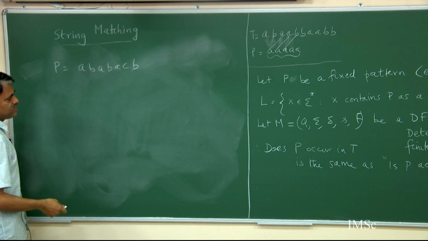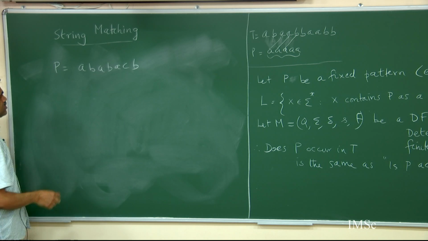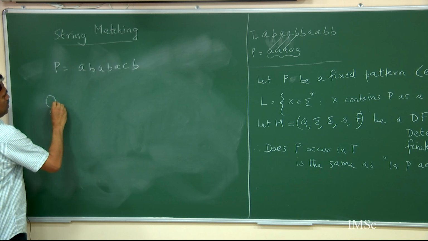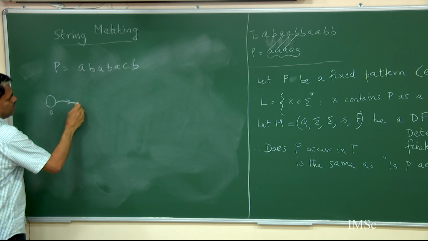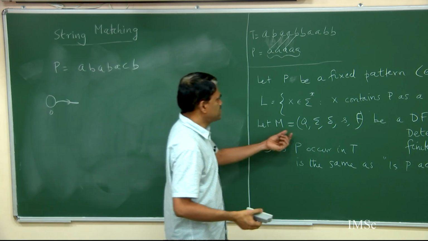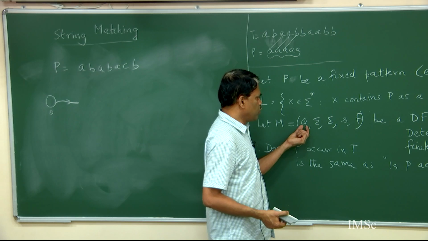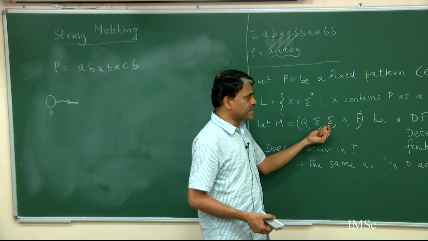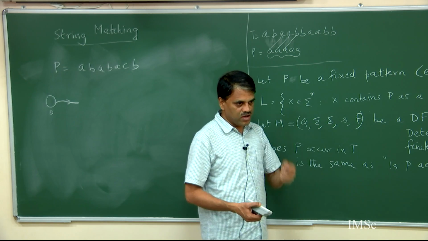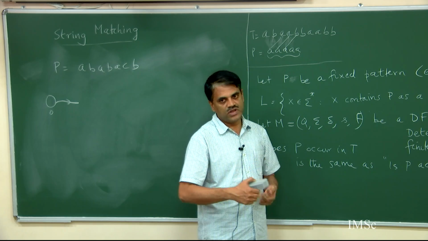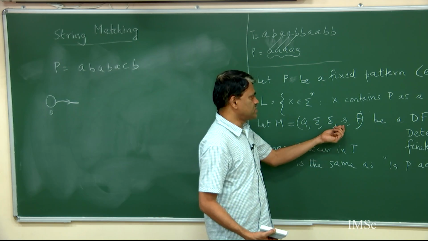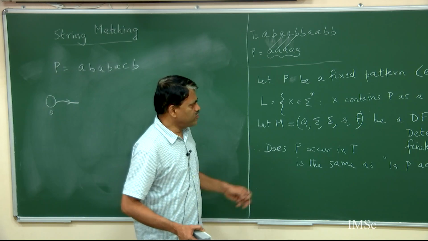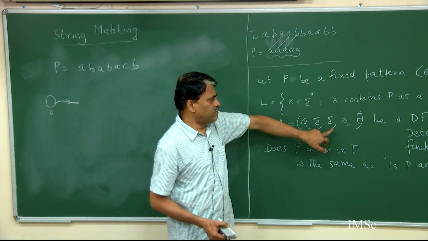Computing an NFA is very easy. So I start with state 0. What are these symbols? Q is a set of states, sigma is your alphabet, delta is the transition function which tells you, I am in a state and I get this symbol, where do I go? S is the starting state and F is the set of all final states. So everything is about delta.